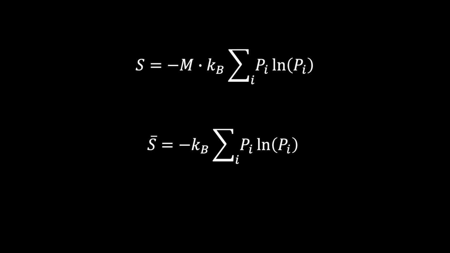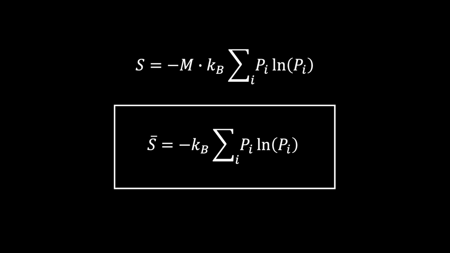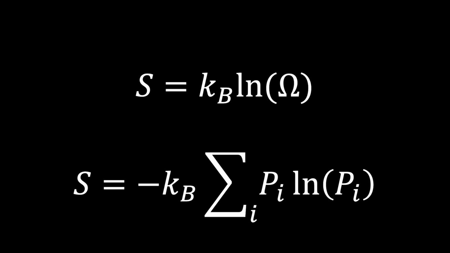Thus, we have now derived the Gibbs entropy equation, which is very useful if you know how many states are probable and their probabilities. So now we've got two different expressions for entropy, and they're actually equivalent, and which one you're going to want to use is going to be based on the information that you have.